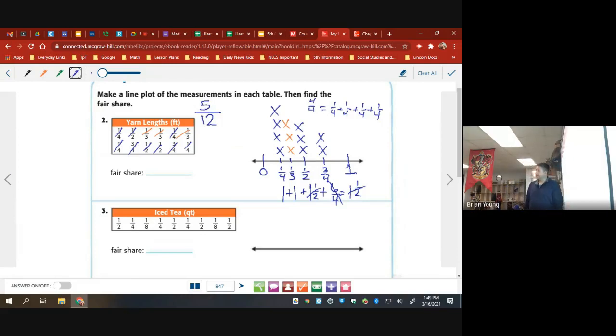So can we simplify that any? So our fair share is 5/12 of a foot of yarn length. Took a lot to get there, didn't it? But that would be a correct answer right there. Fair share is 5/12 of a foot.